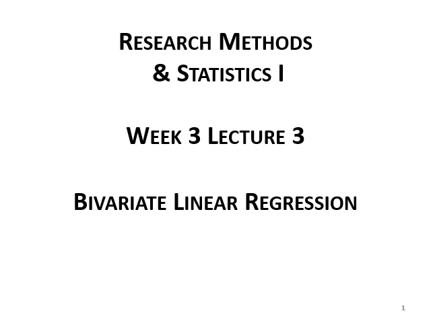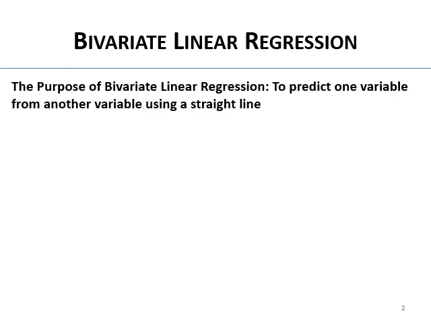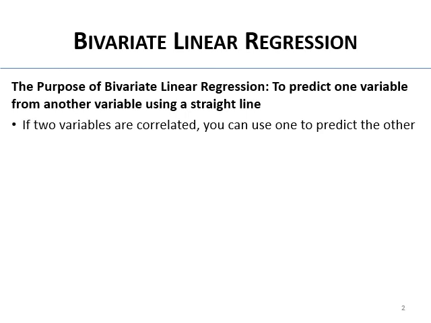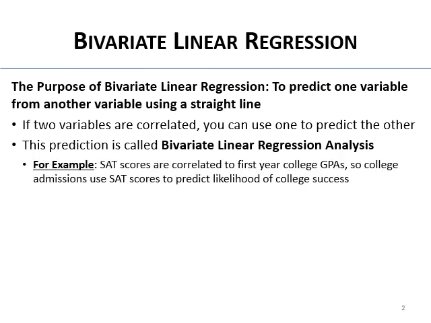Welcome back, everyone, to Week 3, Lecture 3, Bivariate Linear Regression. So the purpose of bivariate linear regression is to predict one variable from another variable using a straight line to do so. So if two variables are correlated, you can use one to predict the other. That prediction is called bivariate linear regression analysis.